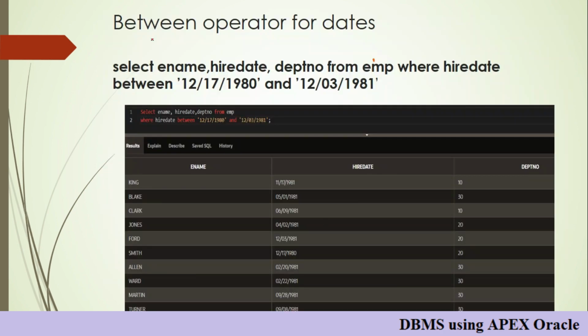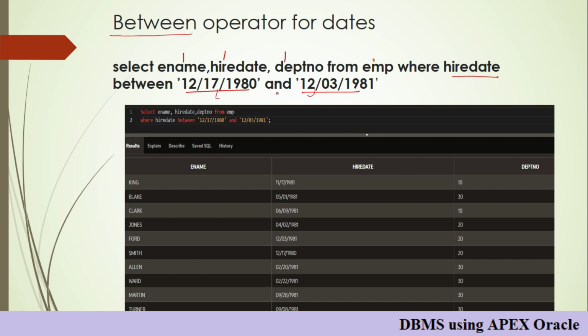Now we have another operator, between. You can use the between operator also. So over here select ename, hire date, department number, these are the three columns in which we are interested, from employee where hire date between this date and this date. You just put the column values in single quotes, so it will provide you the data in between these dates.